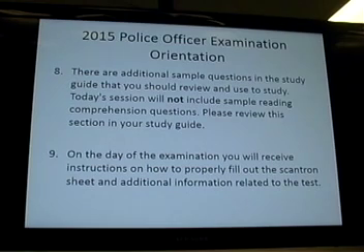There are additional sample questions in your study guide that you should review and use to study. Today's session will not include sample reading comprehension questions. Please review this section in your study guide. On the day of the examination, you will receive instructions on how to properly fill out the Scantron sheet and additional information related to the test.